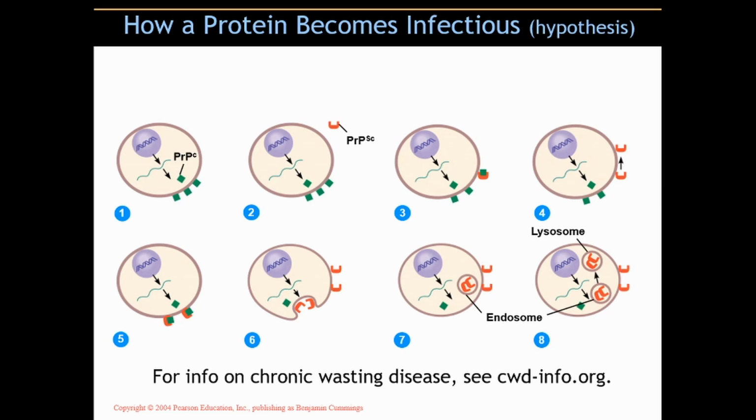And if you are a deer hunter, check out Chronic Wasting Disease, a very good website. The best one that I found is cwd-info.org. It gives all kinds of info on chronic wasting disease, and if you are a deer hunter, you should inform yourself on this disease, and that's a great website to go to.